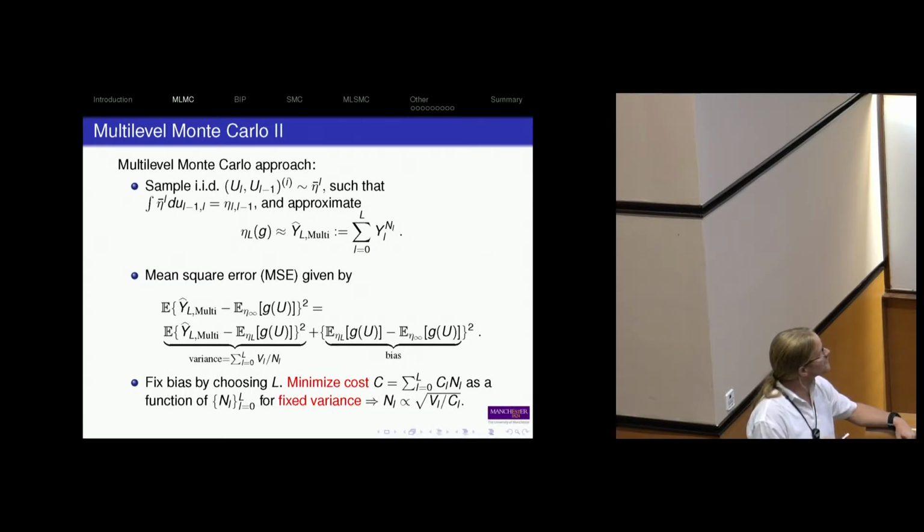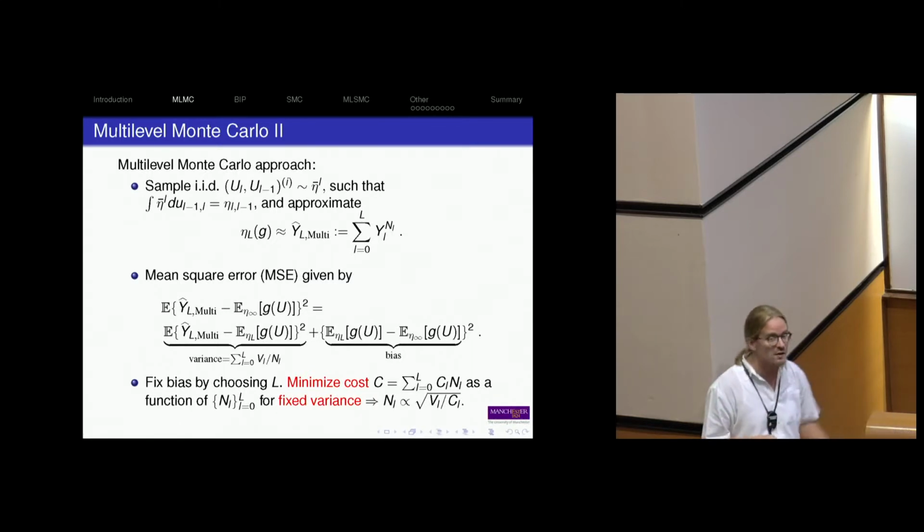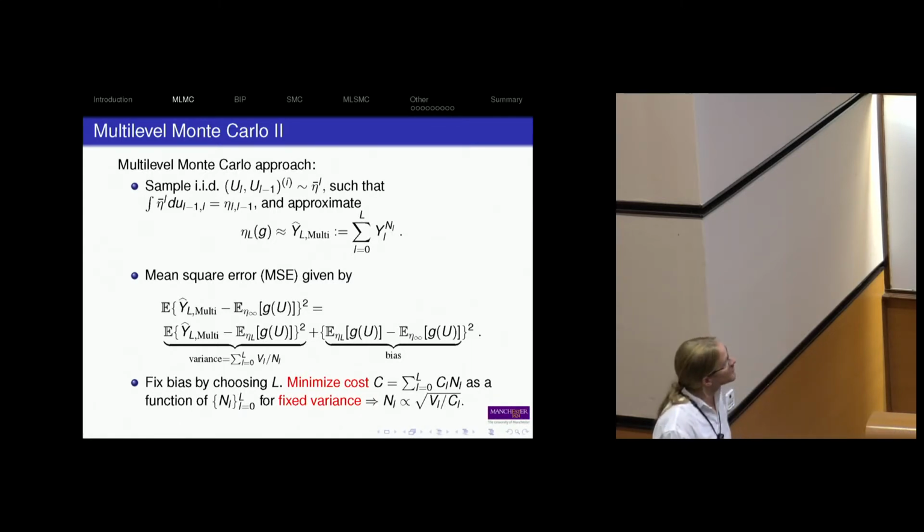with the following. You say, okay, we're going to fix the bias by choosing L, and we minimize the cost as a function of the numbers of samples for a fixed variance, and then we find out that we should take N_L to be proportional to the square root of V_L divided by C_L. Here C_L is the cost of obtaining a pair of samples at level L. So C_L is increasing, but it's appearing in the denominator, and the V_L we're assuming are decreasing. And so indeed the N_L can decrease quite strongly.